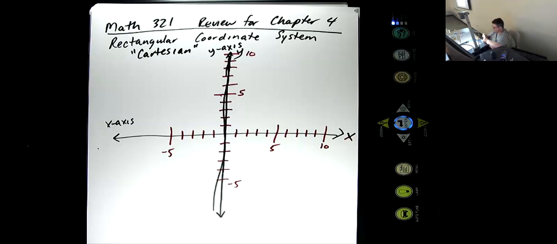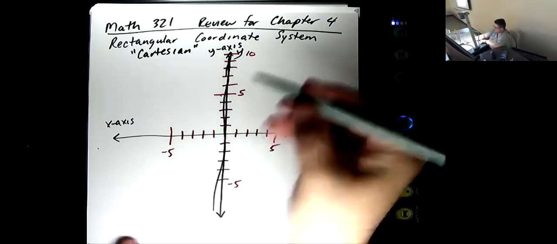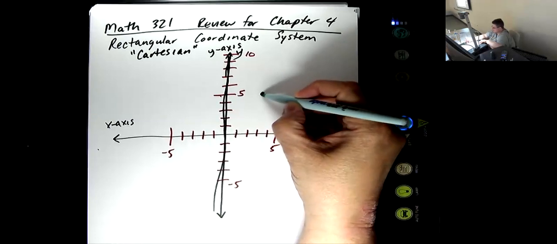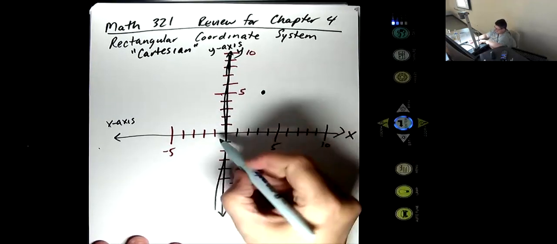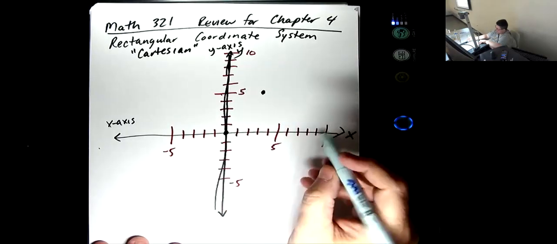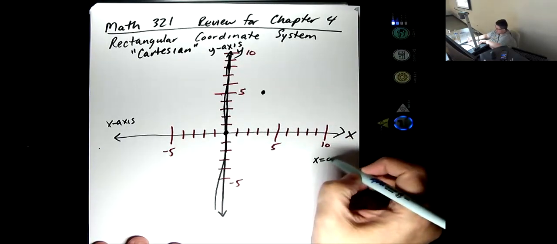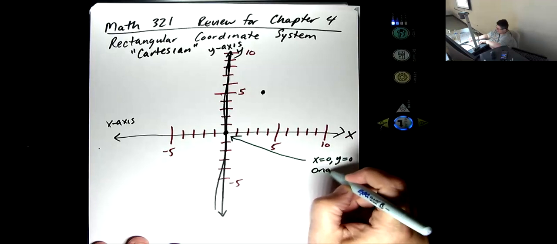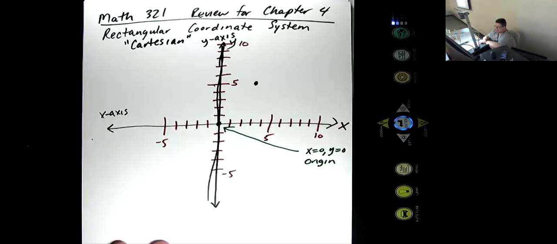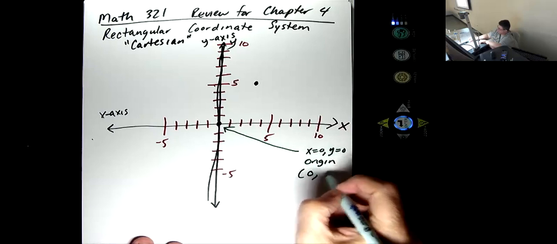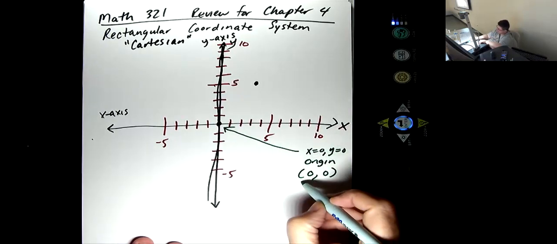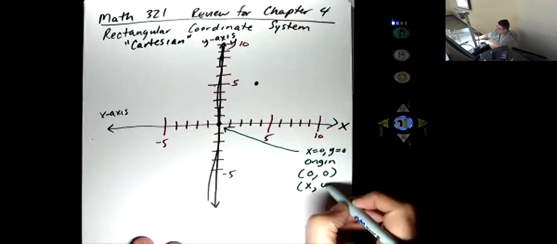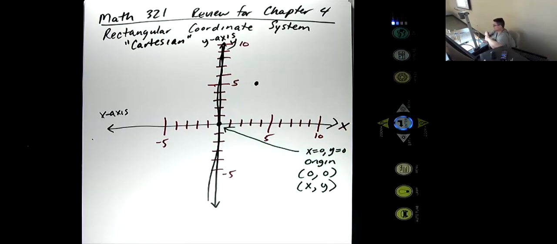So this is a grid system. Normally, this would look much better on graph paper. But I could have a point here. And the very center is where x equals 0 and y equals 0. We call this the origin. The way we write it is 0, 0. The first 0 stands for the x value, and the second 0 stands for the y value.